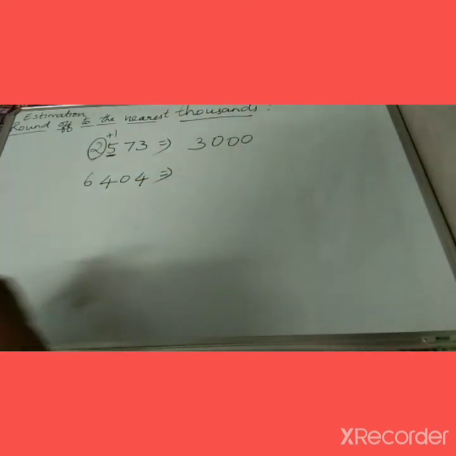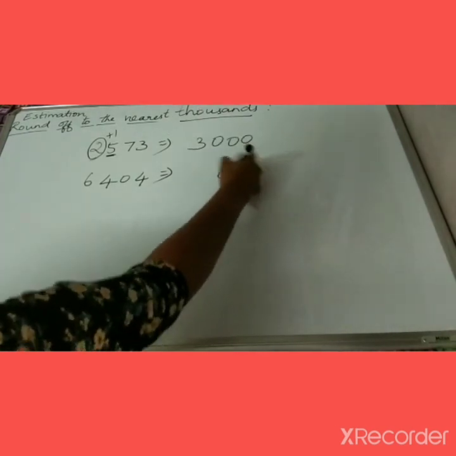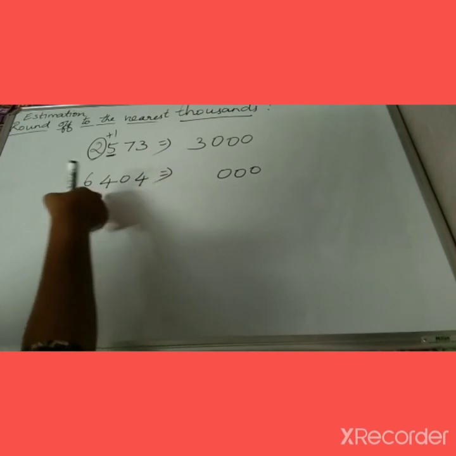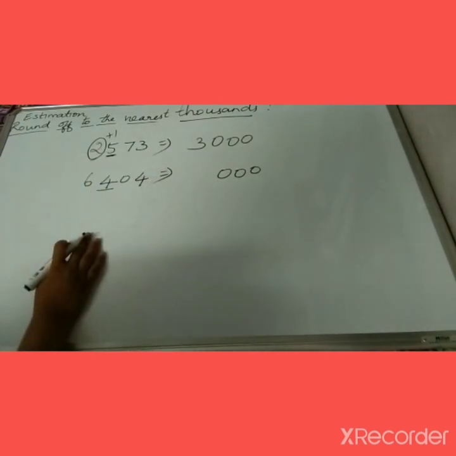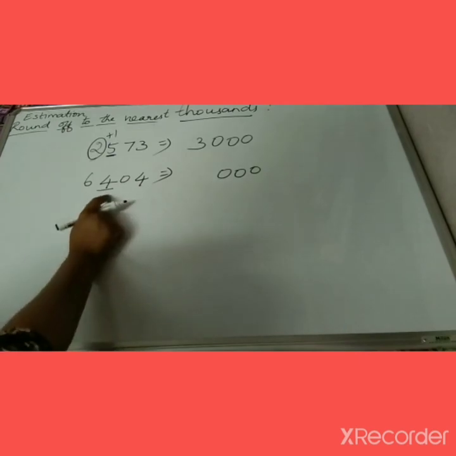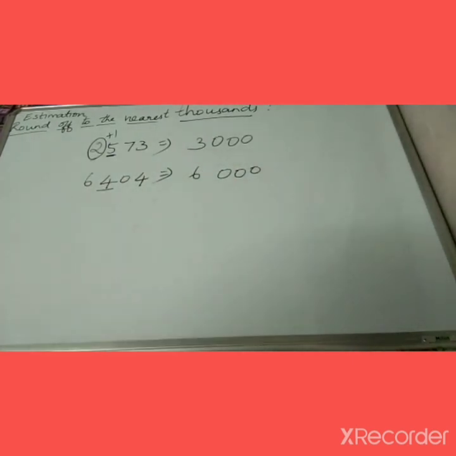6404. In our answer, for thousands, the last three places will be 0 and we have to look at the number in the hundreds place. In the hundreds place we have 4 here, which is less than 5. So this 6 we will put as such. Clear? Now I am considering a 5-digit number.